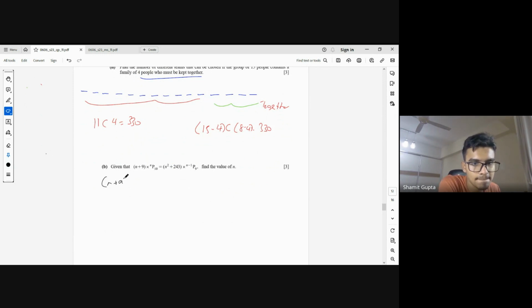N plus 9 times n factorial over n minus 10 factorial is equal to n square plus 243 times n minus 1 factorial over n minus 1 minus 9 factorial. So it will be n minus 10 factorial. I can cancel n minus 10 factorial on both sides. But should I?